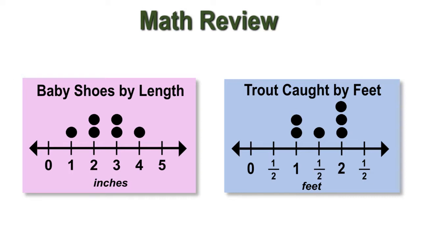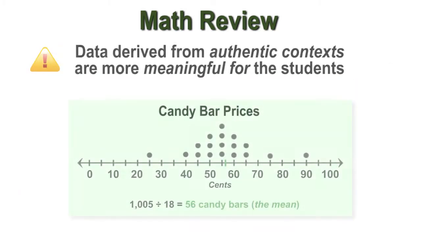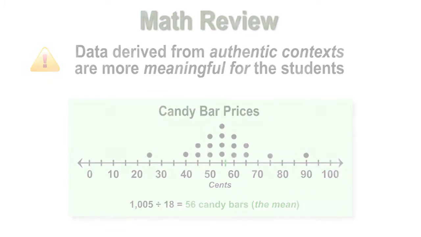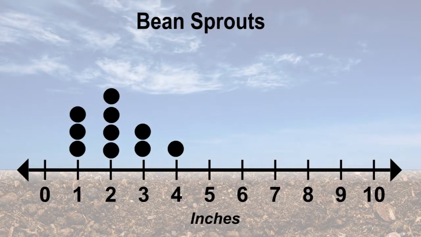whole numbers. In 3rd through 5th grades, students generated and represented data with fractional measures. The generated plots were then used in problem-solving contexts. One thing to note is that data derived from authentic context are more meaningful for the students. Line plots and dot plots are the same thing.